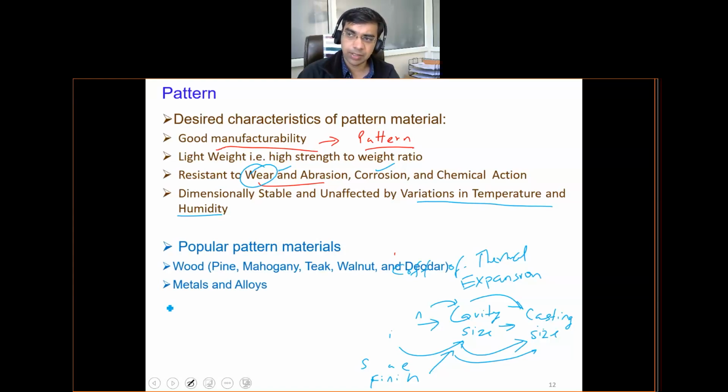Then there are different metals and alloys. Aluminium and its alloys are light in weight and are also popularly used as pattern materials. Then plasters, such as plaster of Paris; gypsum is also used as a pattern material. Rubber and plastics may also be used. Wax is used particularly with the investment casting process, which we will study in more detail. So these are some of the materials used as pattern materials.